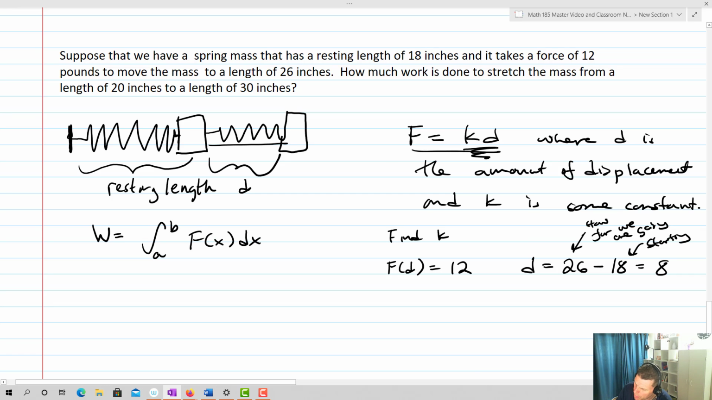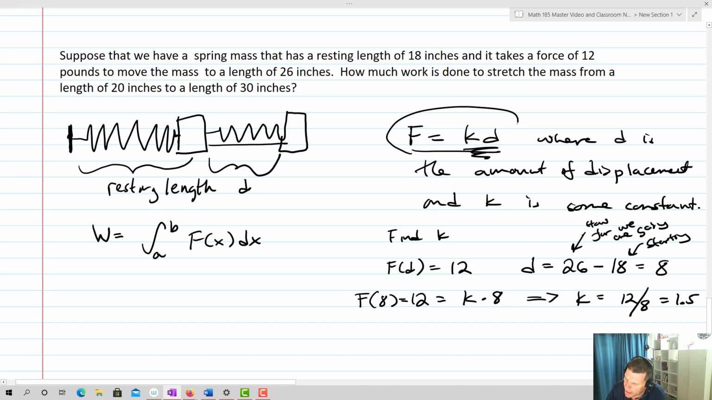So we utilize this formula for the spring mass constant. We get f of 8 equals 12, and that equals K times 8. When we solve that, we get K equals 12 over 8, which equals 1.5. So our spring mass constant ends up being 1.5. And that's just utilizing this simple equation, which is called Hooke's law: force equals K times D. D is the displacement of the object, and K is some kind of constant, the spring mass constant as we call it.